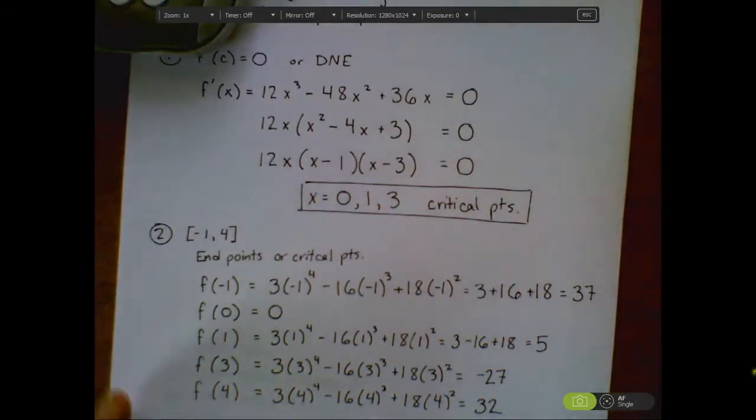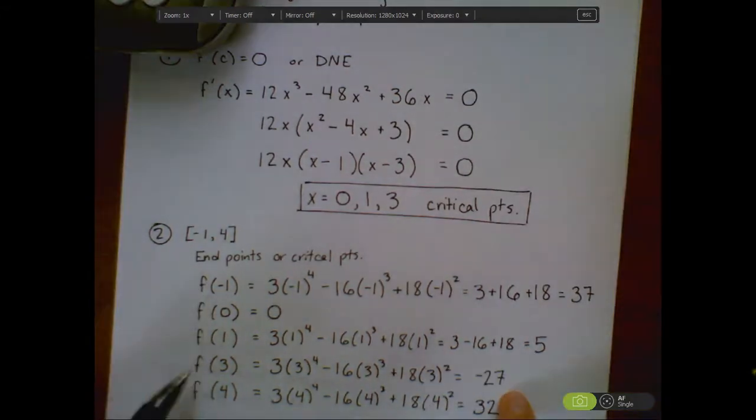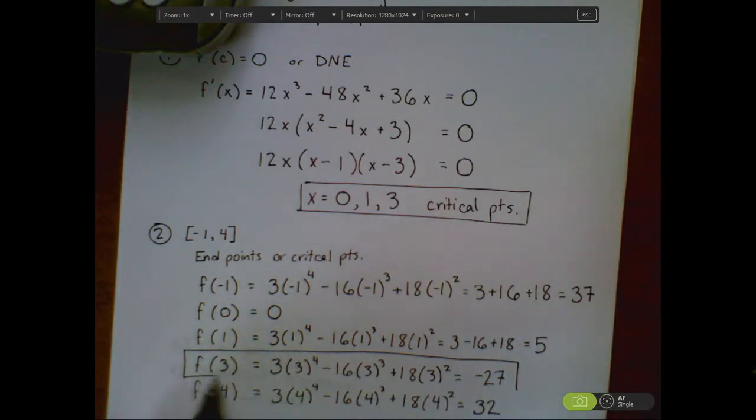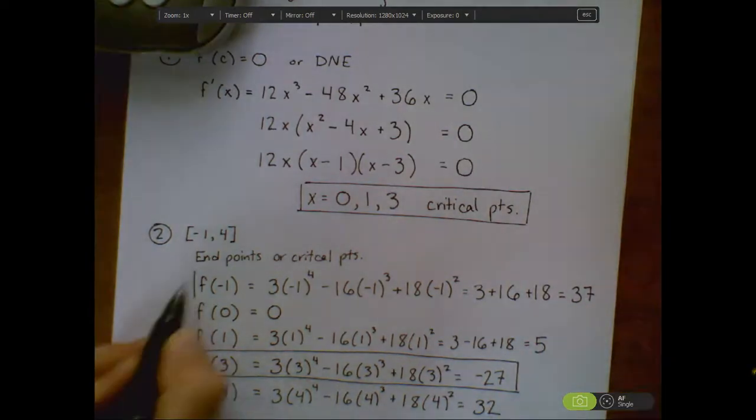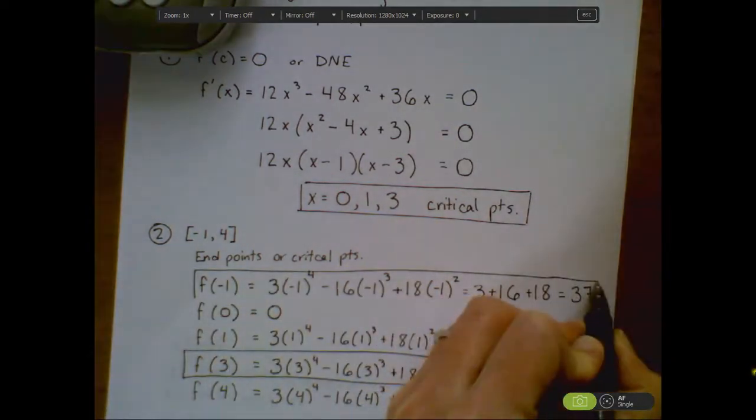So what did we just find? From this evaluation, why was I plugging it into the original function and not the derivative function? It's because we want to know what is the height. We don't want to know what is the slope of the tangent line. So at each of these places, we have unique heights. And which value is the smallest? F of 3 has the least height because it's down at negative 27. And f of negative 1 has the greatest height because it's up at positive 37.